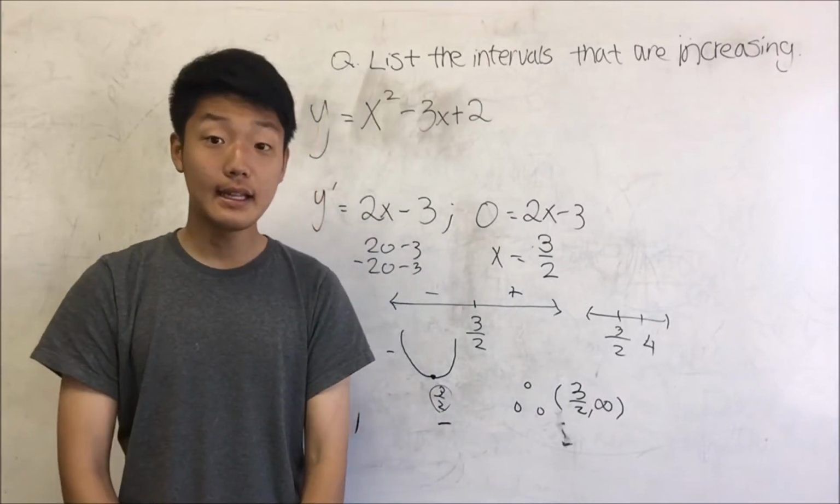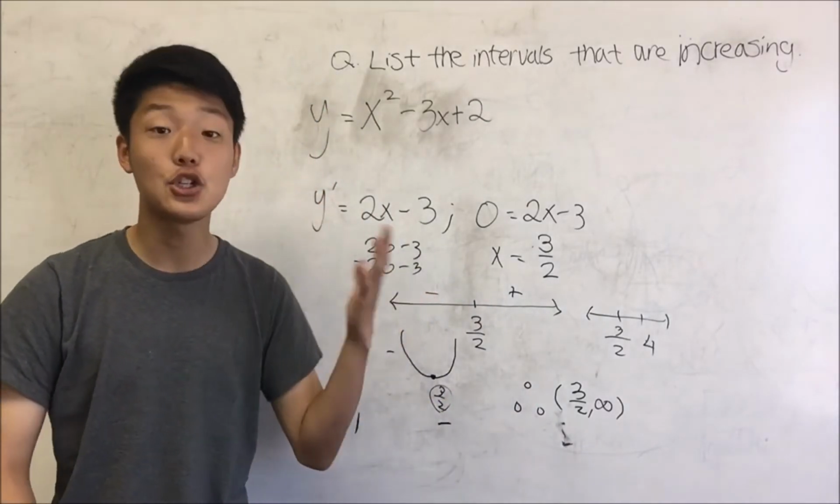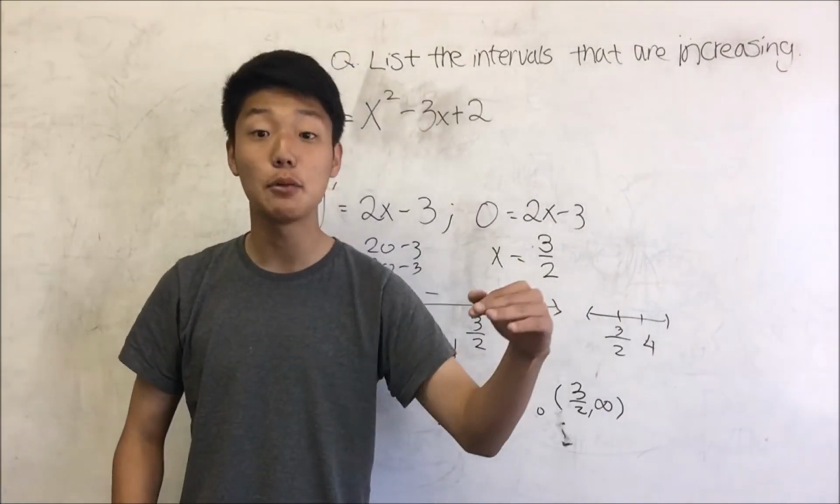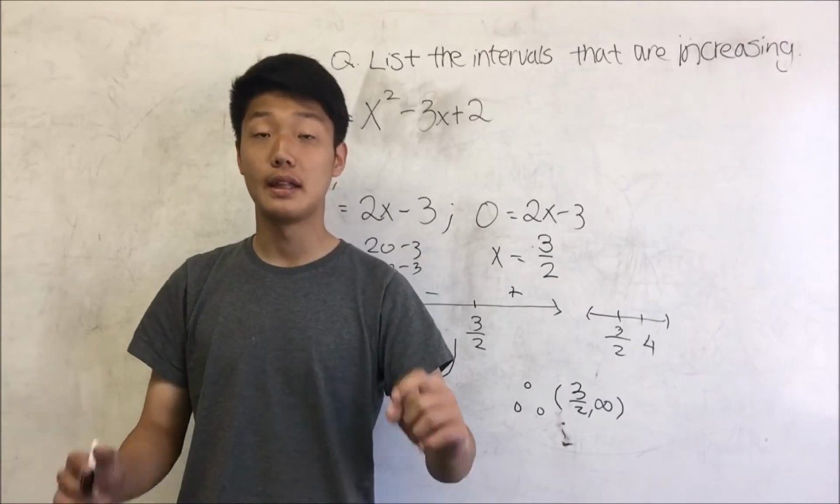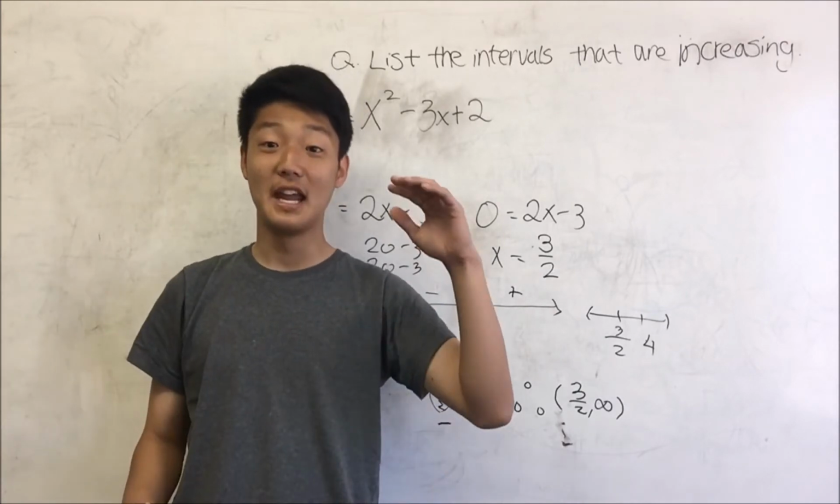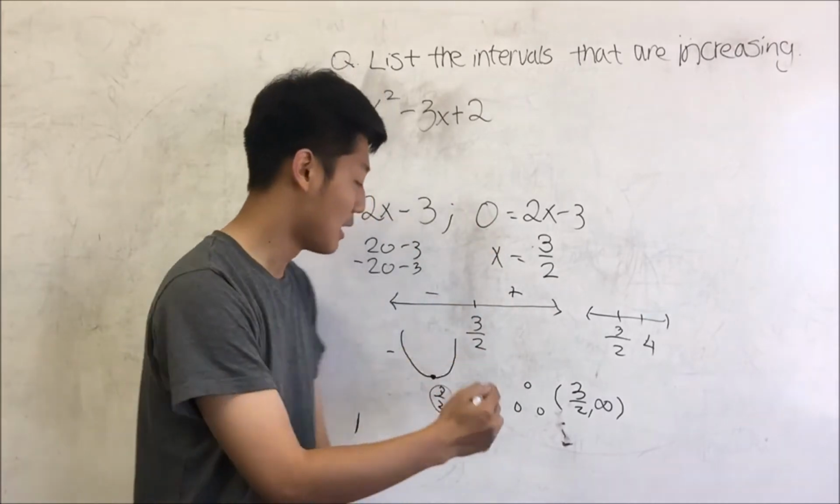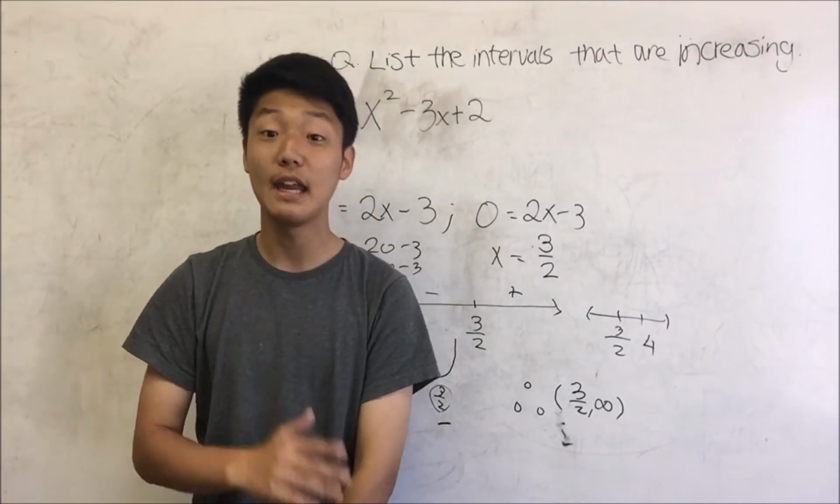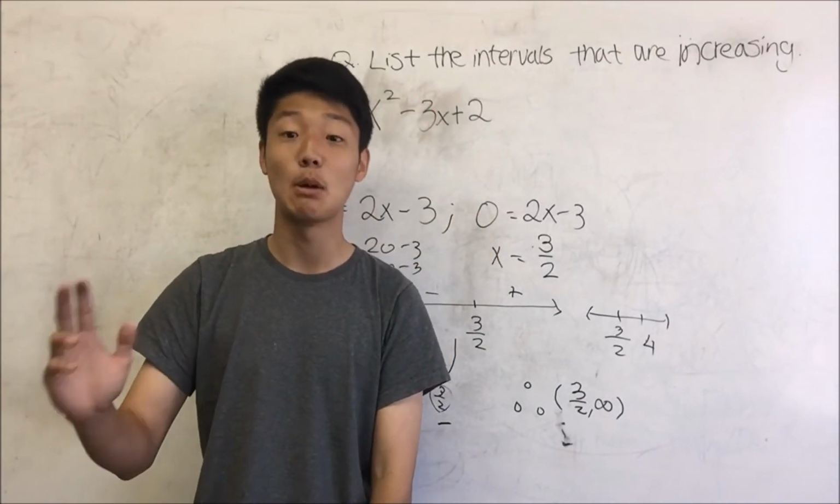And lastly, for the definition, if the sign changes, it will be a maximum or minimum. If the sign changes from negative to positive, it will be a minimum. And if it changes from positive to negative, it will be a maximum. And if the sign doesn't change, it is not a maximum or minimum.